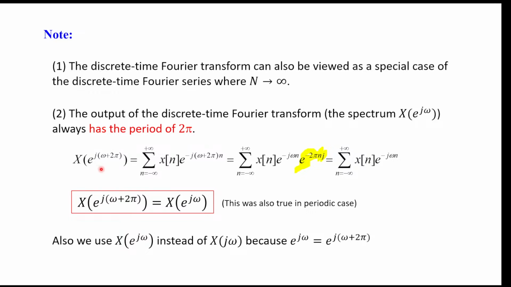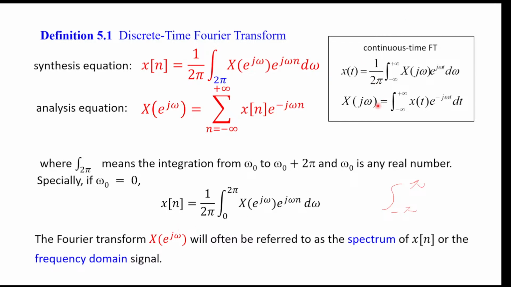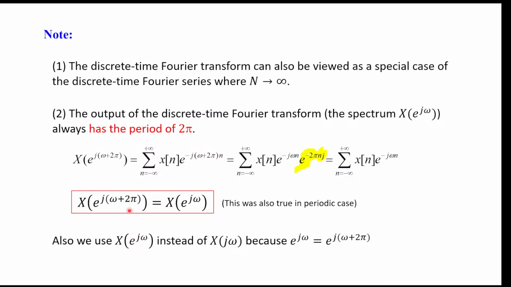So that's the periodicity of big X. Also, one thing about this notation: in chapter 4 the frequency domain signal was big X of j omega, and now it is big X of e to the j omega. You might think, why do we have this funny notation? Why don't we just say omega or j omega here? The reason for the j will be clear later, but the reason we have the exponential is exactly because of this period of 2 pi.